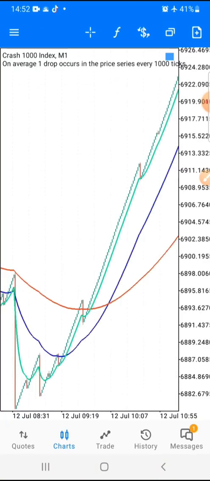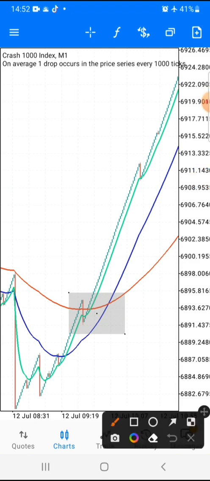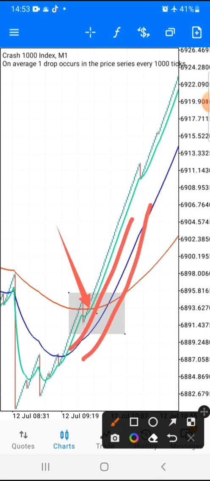Okay. This is our focus area. So at this point, if you observe what we have here, we can see that the green line and the blue line are moving upwards. These lines are crossing this red line. They are crossing above this red line.